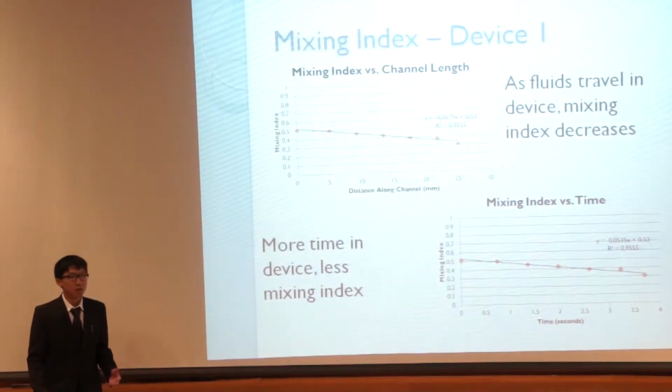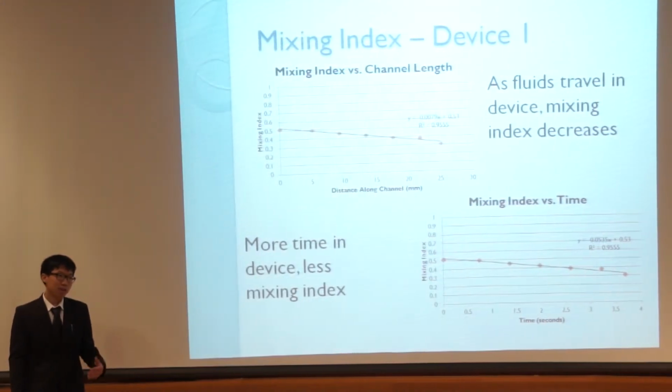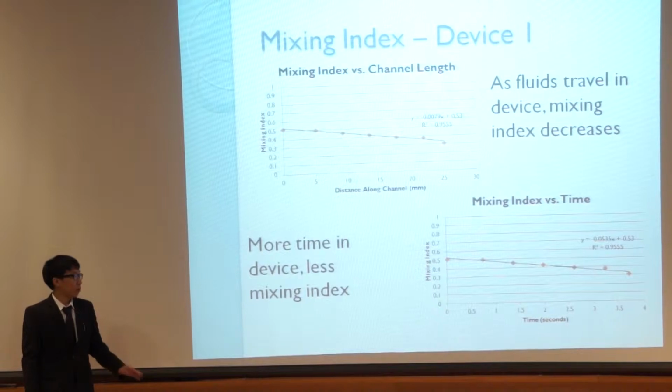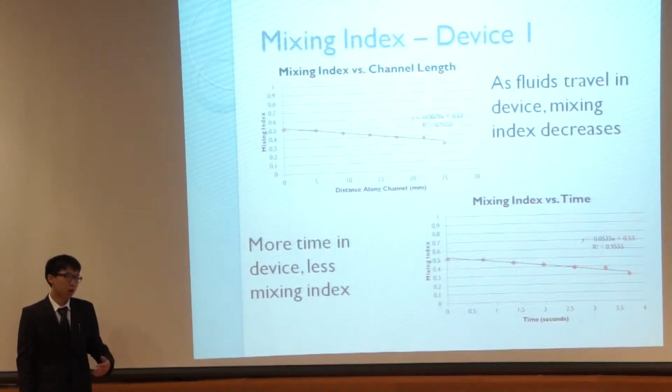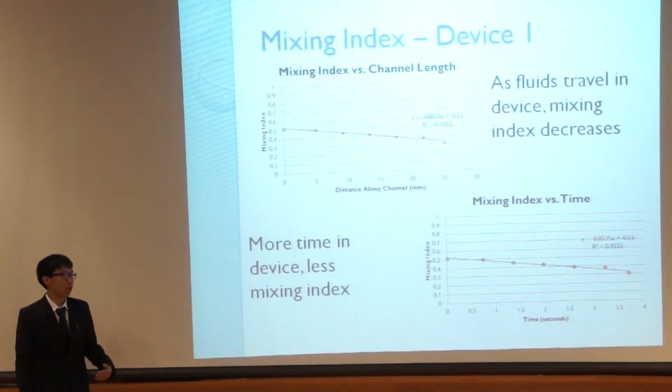So what is mixing index? Mixing index is basically the standard deviation of concentration. We can represent this by taking the standard deviation of pixel intensity. And using these values, as well as the parameters measured by ImageJ, we can compare it and find some nice trends. So in the first graph on the top left, we can see mixing index versus channel length. What we found was that as fluids travel through a device, the mixing index decreases.